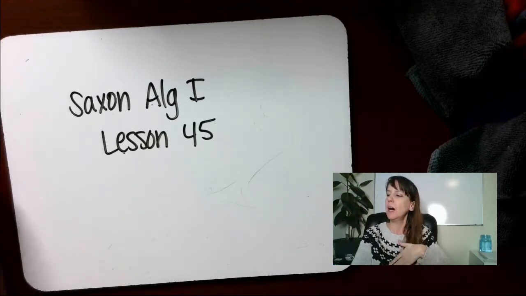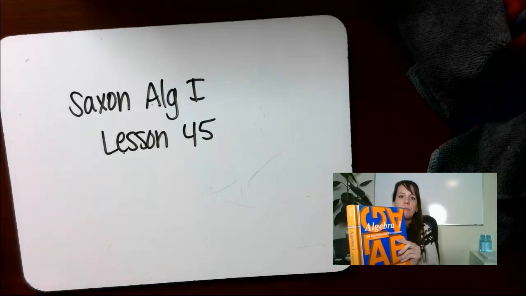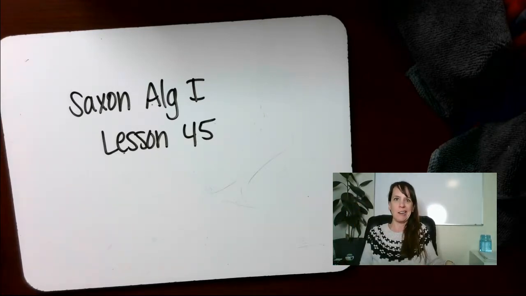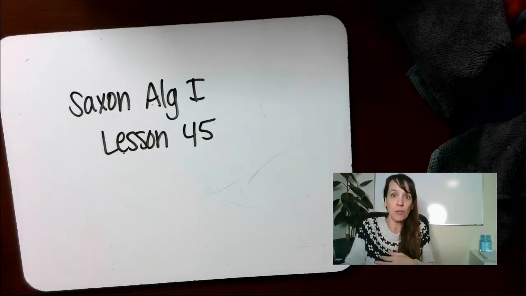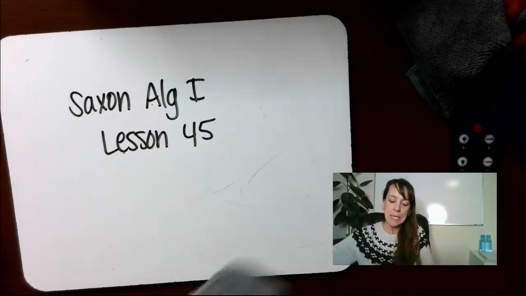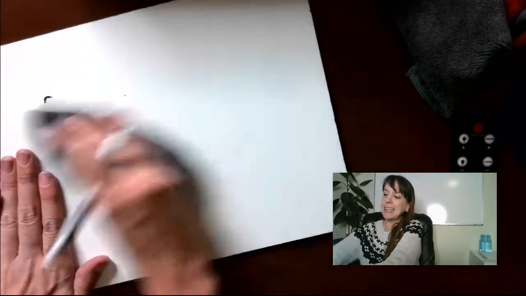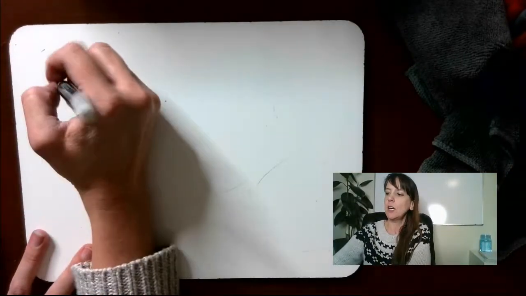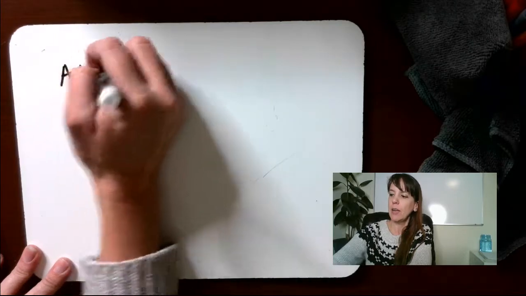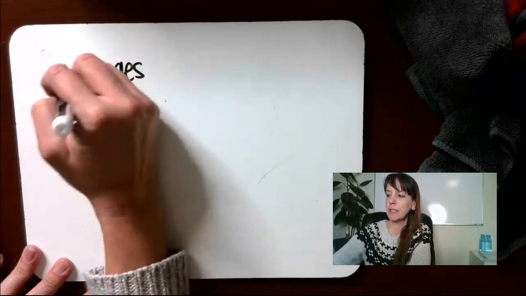My bad. We are back for lesson 45, Algebra 1, Saxon, 3rd edition. We are going to be on page 181. Like I said, lesson 45. We're talking range, median, mode, and mean. Guys, these are all forms of averages. I want you to write this down in your notes.